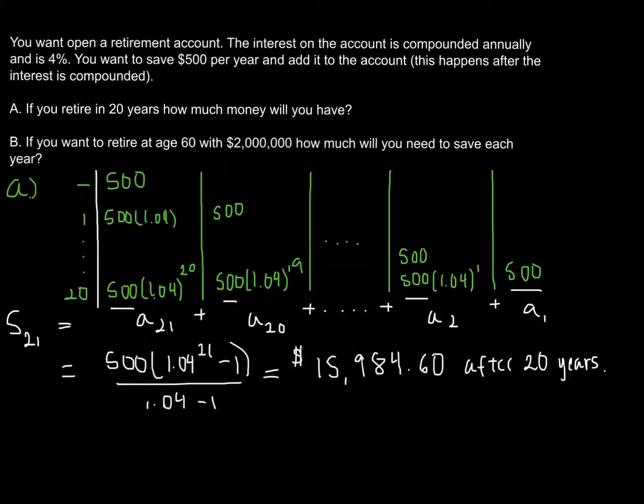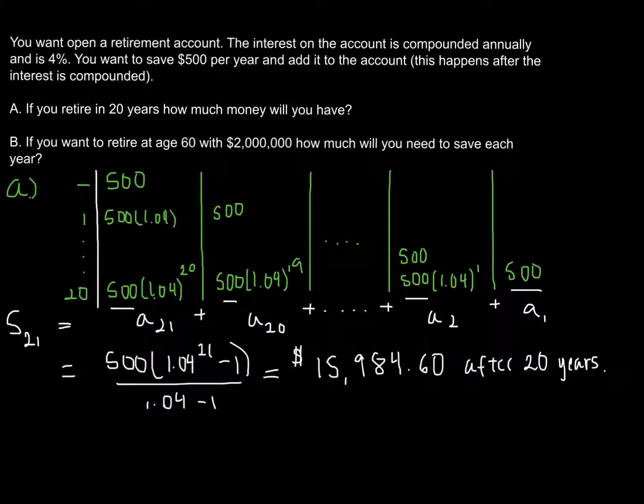So for part A, what we want to think about is that each year you're going to save this $500, and this $500 that you save each year is going to sit in the bank for the remainder of the 20 years, and each year it's going to get 4% interest. So if you think about the first $500 that you input, after the first year you're going to accrue 4% interest. So you're going to multiply 500 by 1.04. And each year you're going to multiply by another 1.04 to compound the interest. And so by the time you're done, that first $500 is going to be 500 times 1.04 to the 20.